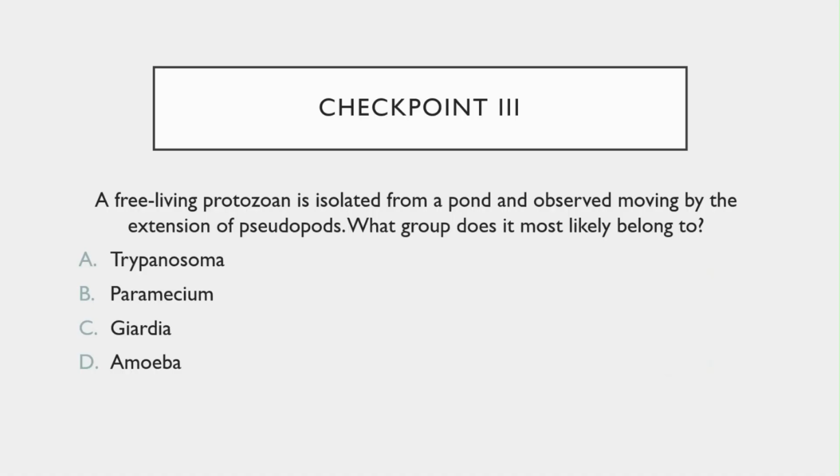Checkpoint 3. A free-living protozoan is isolated from a pond and observed moving by the extension of pseudopods. What group does it most likely belong to?